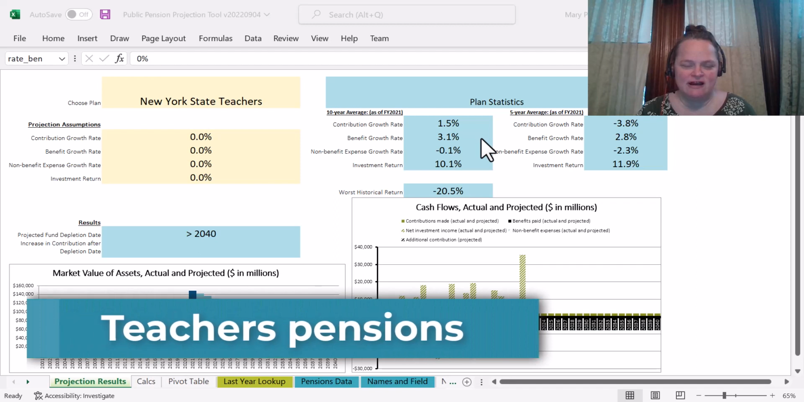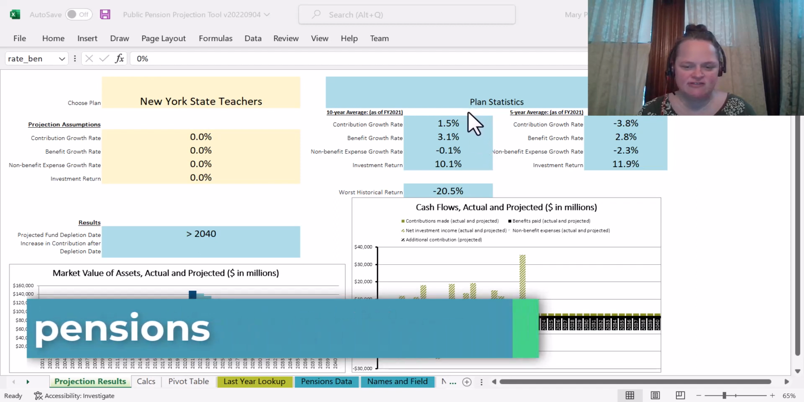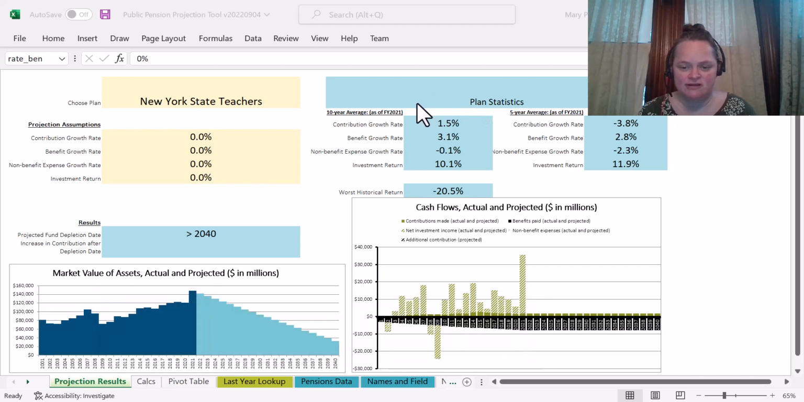So I thought I would do a comparison of a couple different teachers funds. So here is the New York State Teachers. And again, just starting out at all zeros. This ends fiscal year 2021. So you can see again the big investment return for 2021.